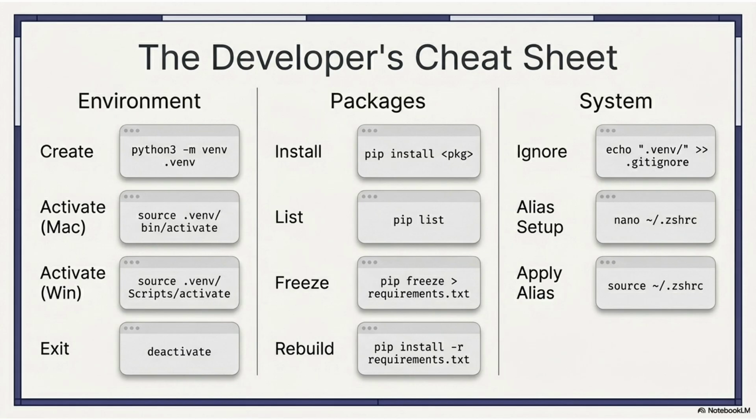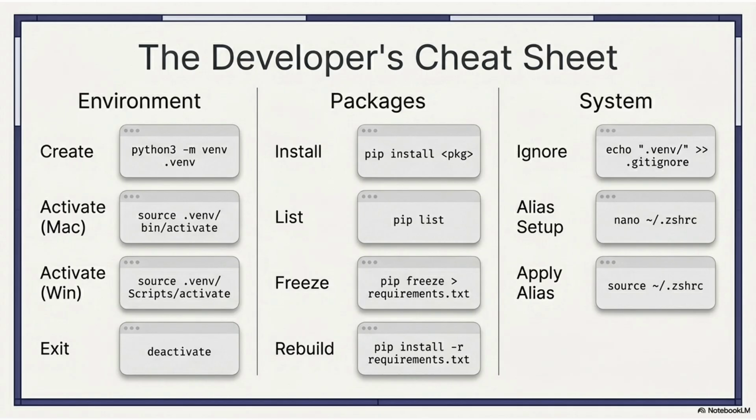Here's a cheat sheet that is your permanent reference for the complete virtual environment workflow. 3 columns cover the full picture. Environment commands, so python3 -m venv .venv to create. Source .venv/bin/activate on Mac. On Windows, it is .venv\Scripts\activate to activate, and deactivate to exit.